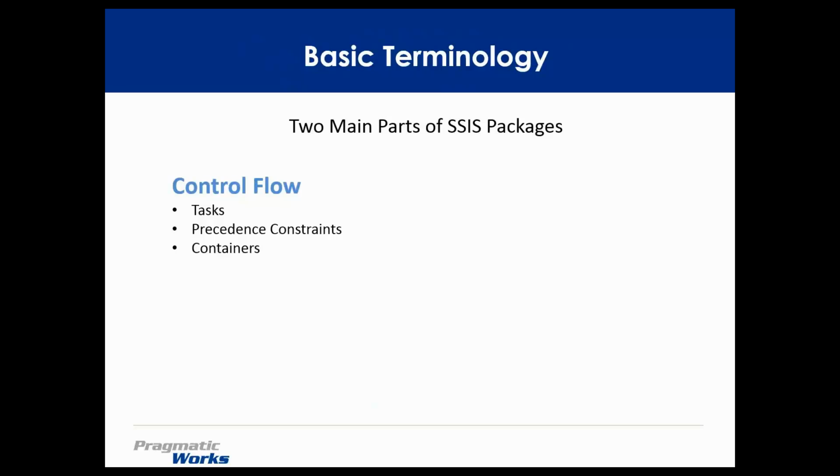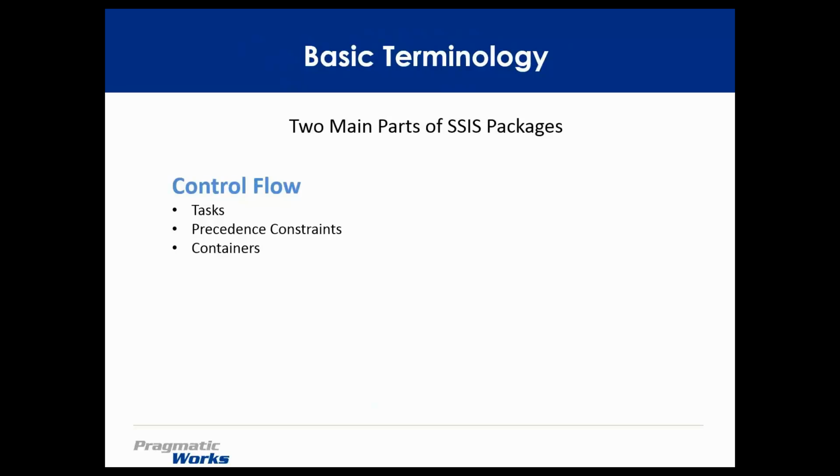In the control flow, we have items known as precedence constraints. This is what allows us to define that order of operations and exactly how that's going to be performed, whether it's going to be one thing at a time in a set order, or if we want some things to happen at the same time. That's known as sequential or in parallel.